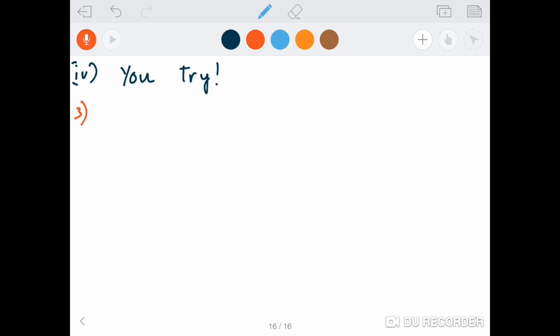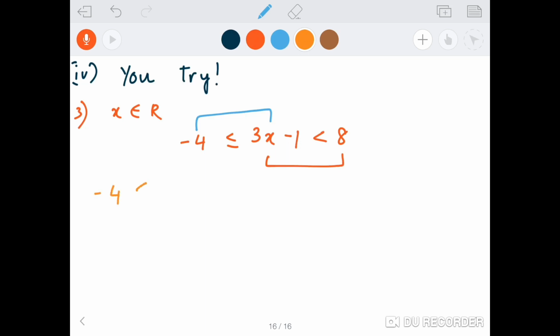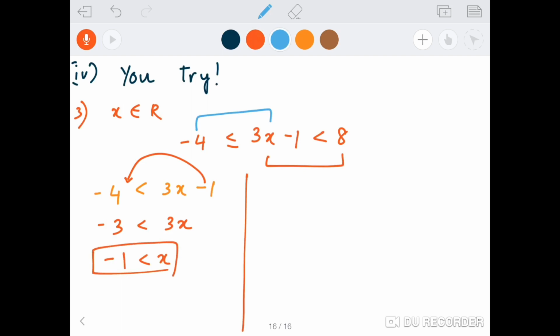Okay, now that you've understood it, let's start from the third one. I have x belonging to R real numbers. This is the equation that I have. I have two inequalities, so I need to look at them as two different equations. I'm going to take the first one as minus 4 less than equal to 3x minus 1. I'm going to transfer it this side. So I'm going to get minus 3 less than 3x. And I'm going to get minus 1 less than x. I'm going to get 3x minus 1 less than 8. So I get 3x less than 9. So x becomes less than 3.